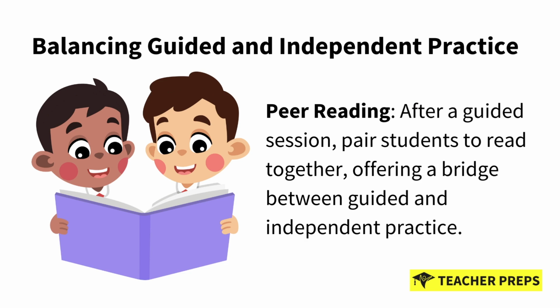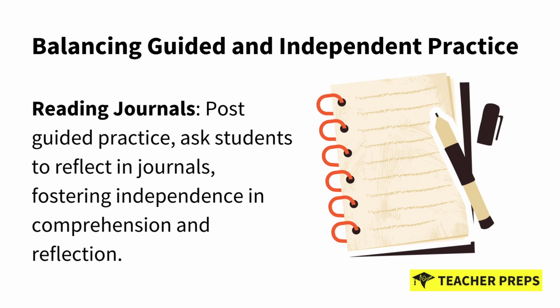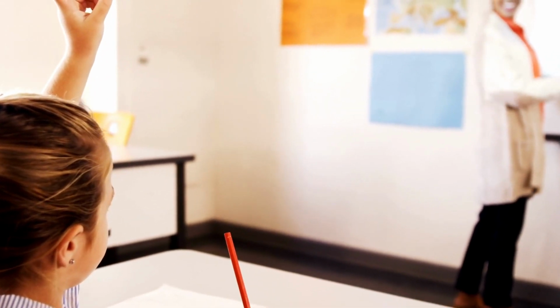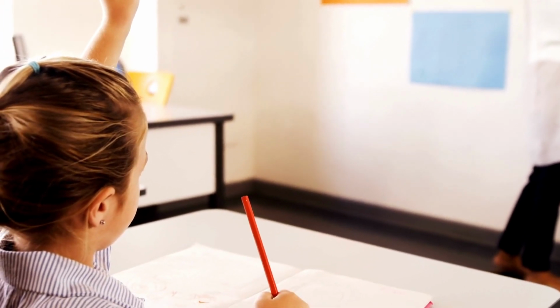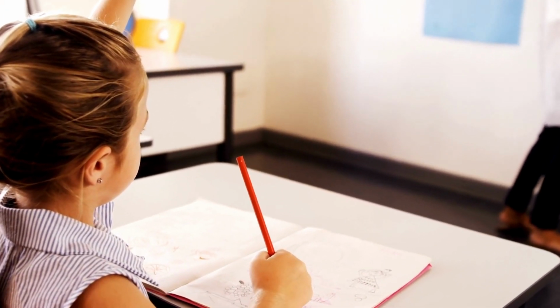The next strategy is peer reading. After a guided session, pair students to read together, offering a bridge between guided and independent reading. The next strategy is using reading journals. Post-guided practice asks students to reflect in journals, fostering independence in comprehension and reflection. In summary, while guided reading offers scaffolding and direct support, independent practice empowers students to internalize and apply reading strategies independently.